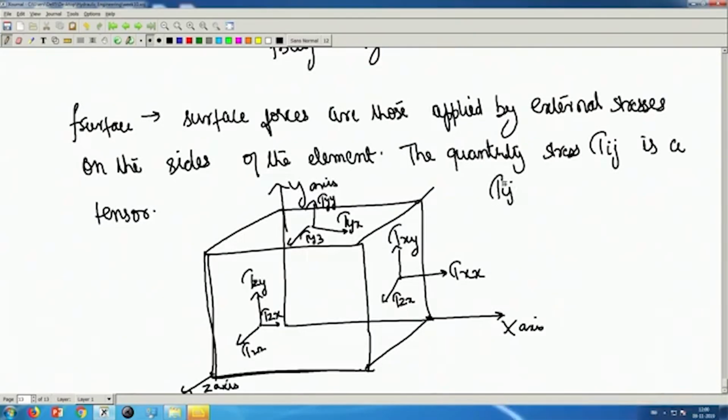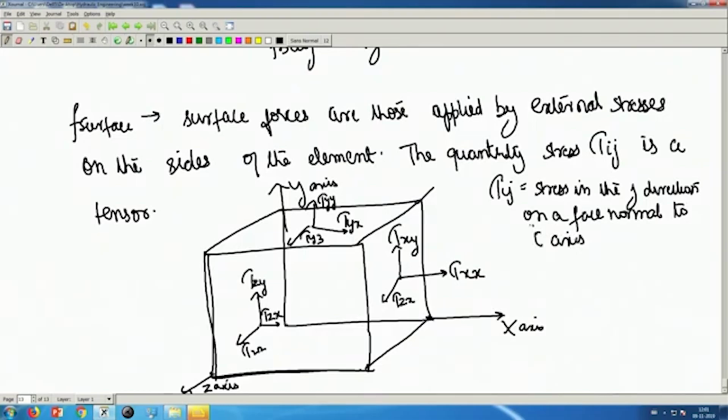So tau ij is the stress in the j direction on a face normal to the i axis. Okay, so this has been our definition. Tau ij, stress in the j direction on a face that is normal to the i axis. All right. So we said that stress, this is a tensor, correct?